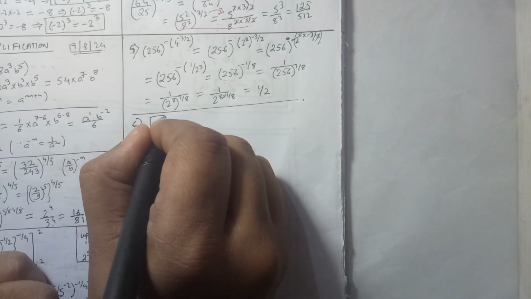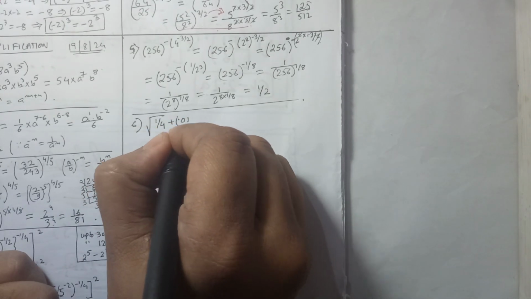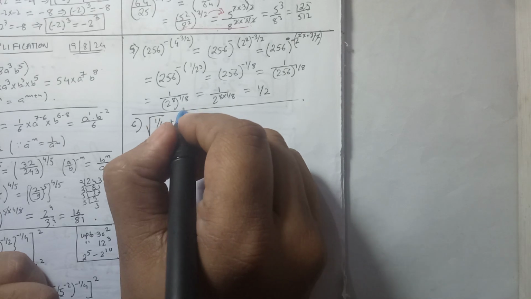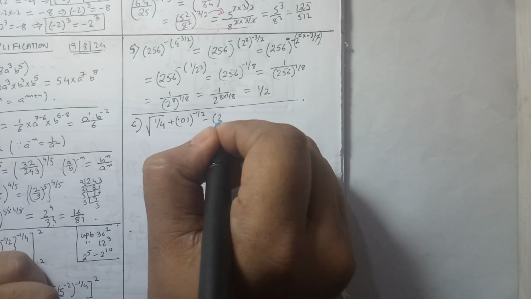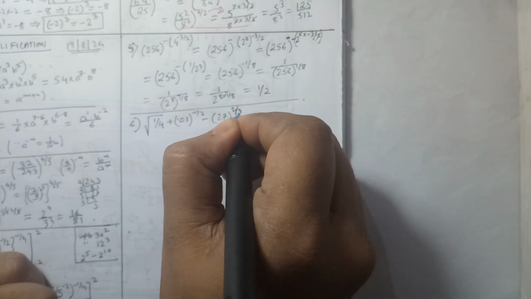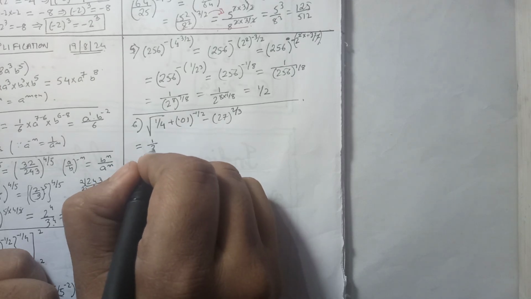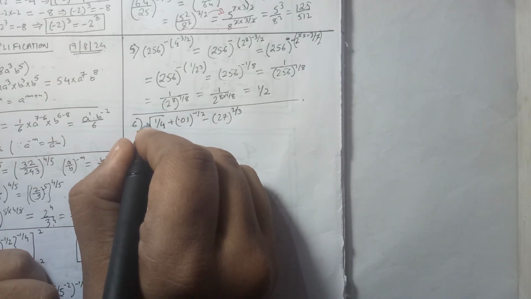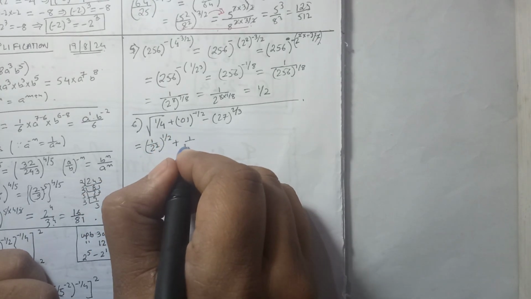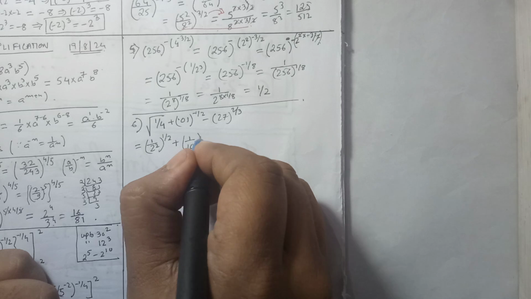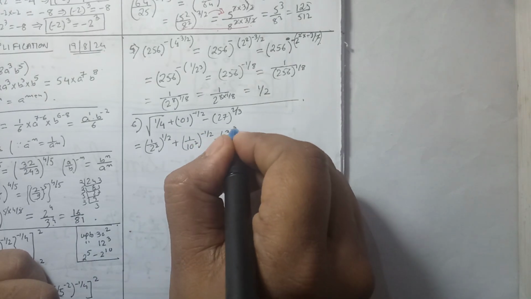It is square root of 1 by 4 plus 0.01 to the power of minus half minus 27 to the power of 2/3. So this will give you what? 1 by 2 square, and this is square root, so the nth root will be 1 by 2, plus this is 1 by 100, which is 10 square to the power of minus half, minus 3 cube to the power of 2/3.